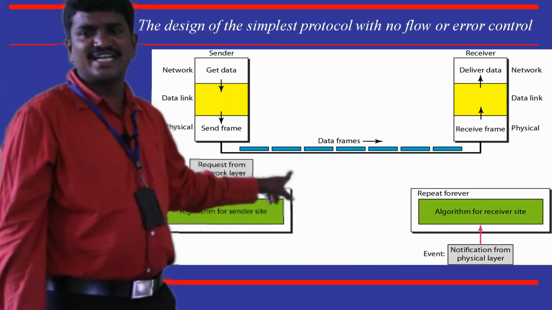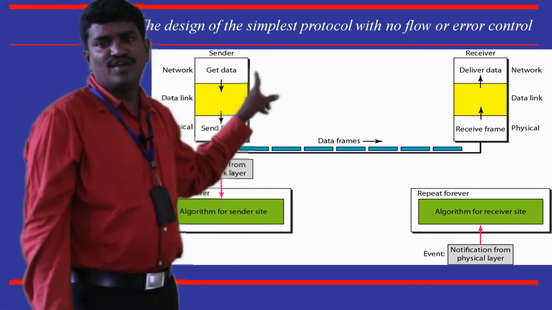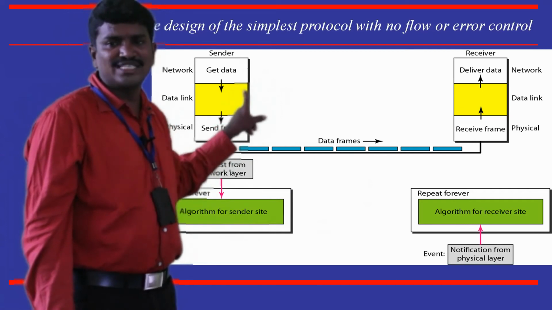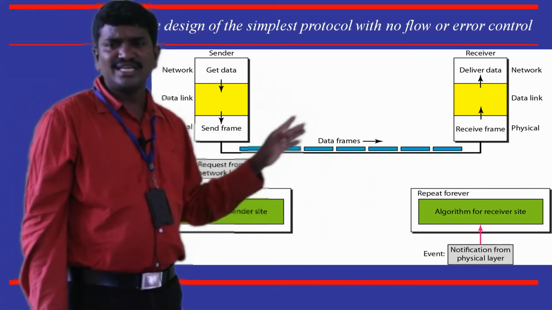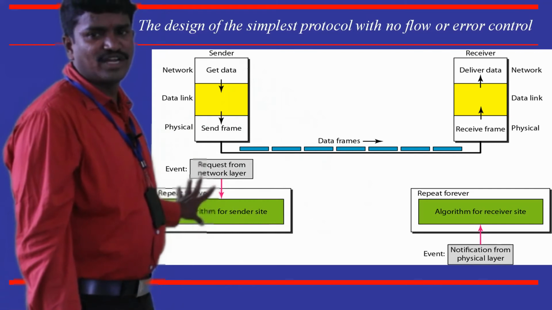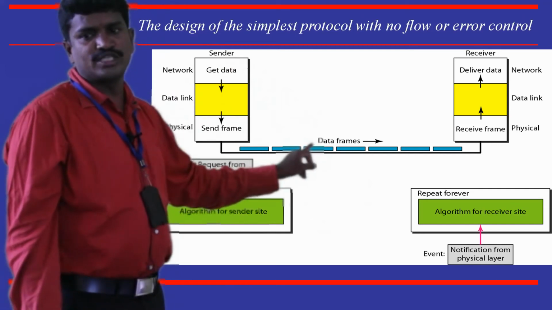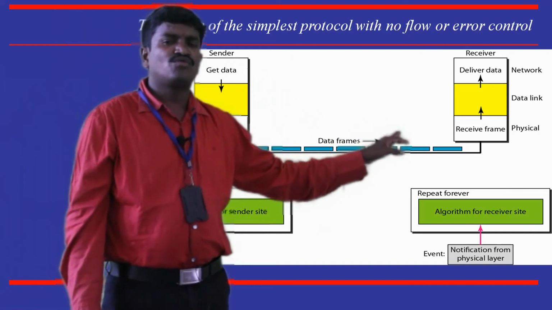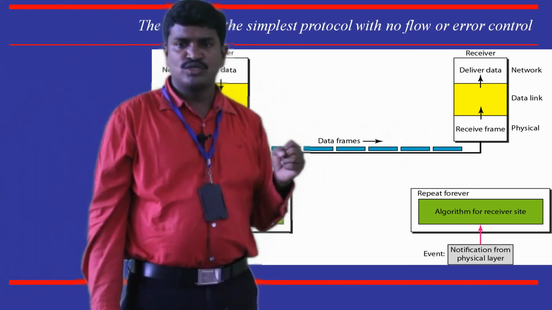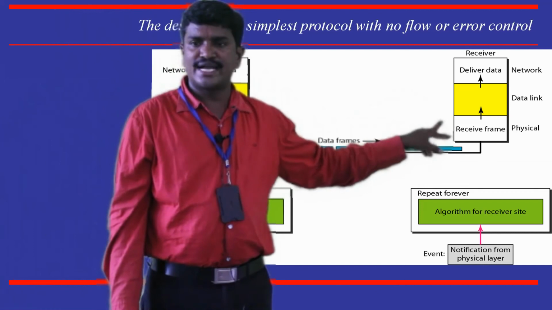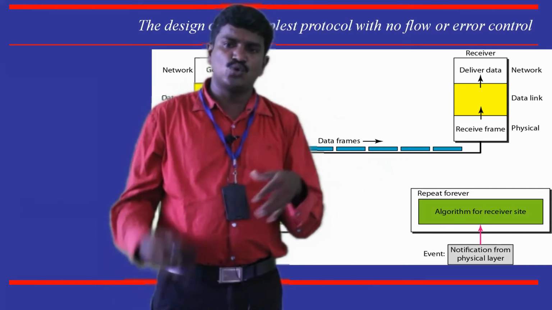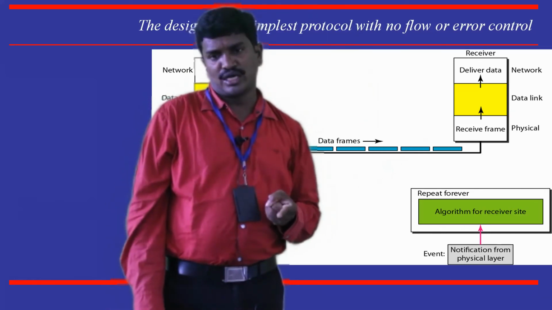So when data frames are sent from sender to receiver, when the network layer of the sender puts a packet to the data link layer, when such an event occurs, the data packets start their journey. Only one event. This process is repeated forever. When there is an input from the above layer, it is going to send. And at this side, the data packets are received by the data link layer from the physical layer. The physical layer will give information to the data link layer saying that we have received a data frame. When a data frame is received, there is a job for the data link layer to extract it and send it back to the network layer.